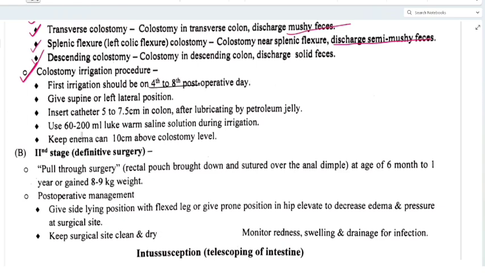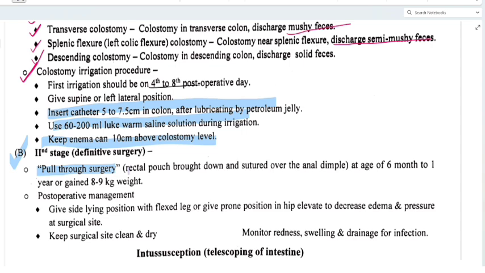Next is use 60 to 200 ml lukewarm saline solution during irrigation. Then keep enema can 10 centimeter above colostomy level. So हम अभी enema को 10 सेंटीमीटर above colostomy level में रख देंगे. ठीक है. Now coming to second stage में क्या है देखो. Second stage definitive surgery में pull through surgery. तो इसमें हम क्या कर रहे हैं, this is called pull through surgery. Okay.